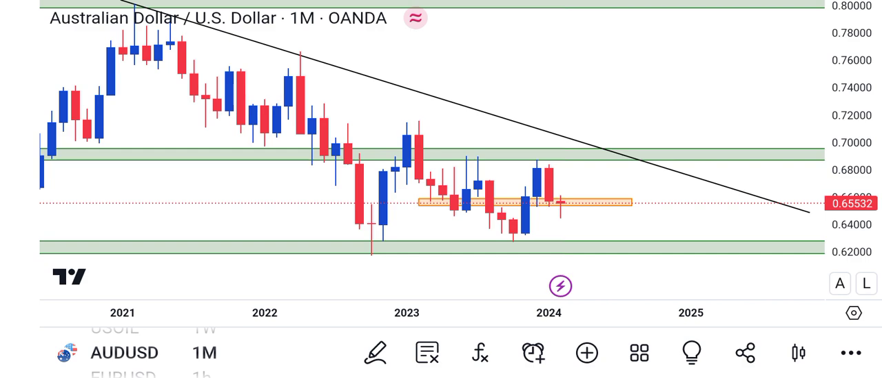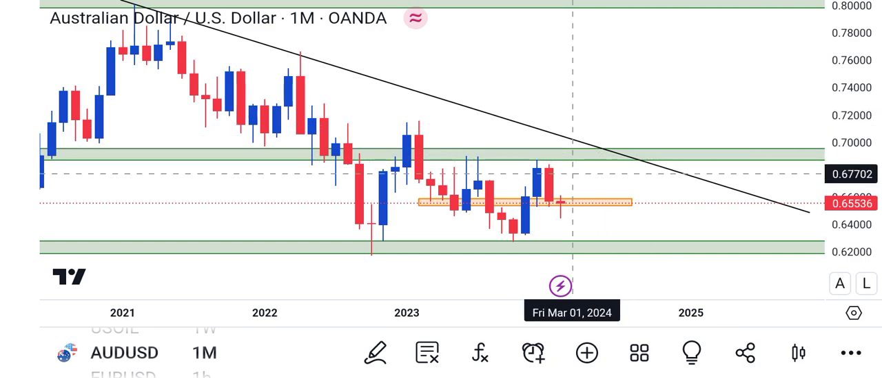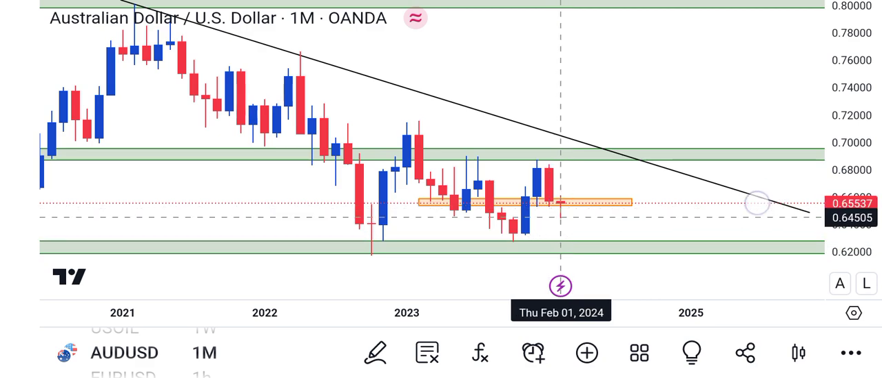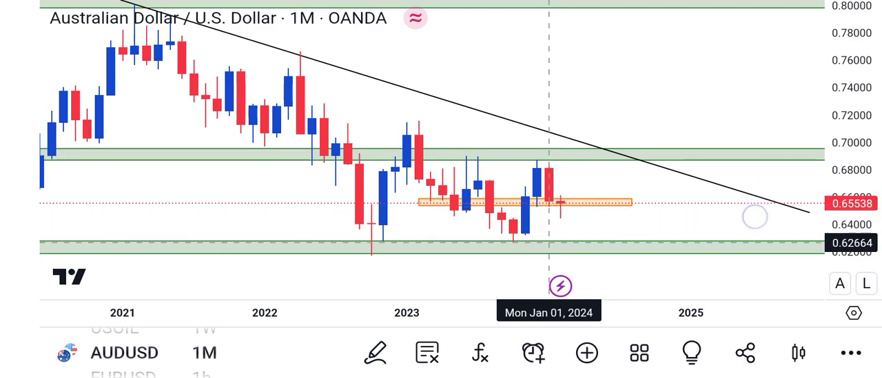So right here on AUD/USD, AUD/USD is bearish. We're in a downtrend on the monthly time frame, and we have a bearish engulfing candlestick right here. The previous month closed bearish in a downtrend. That is telling me that AUD/USD is coming to this green bar here. But the reason why AUD/USD hasn't gotten to this green bar is because of this orange bar right here, which is acting as support, preventing AUD/USD from getting to the green bar.